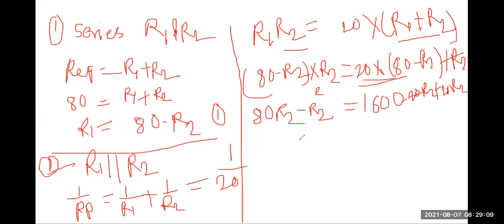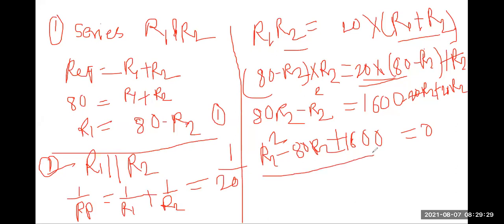So we can write this equation like this: R2 square minus 80 R2 plus 1600 is equal to 0. Now here our mathematical equation comes. If you have learned the expansion formula, A minus B bracket square, let me rub this side and then I will show you clearly here.